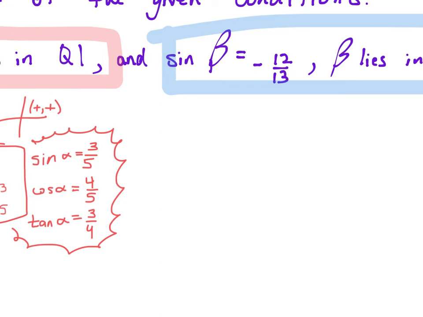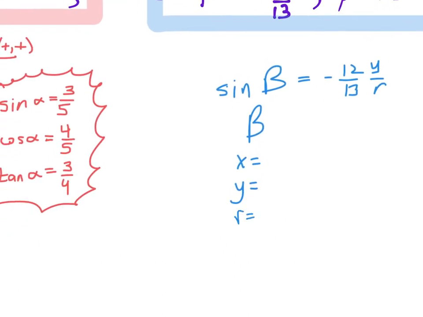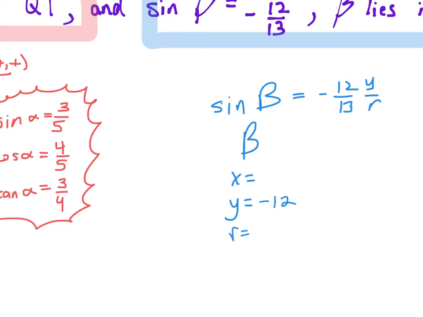Now I'm going to come over here and look at beta. So now we're going to look at what they gave us here for beta. They told me sine of beta is negative 12 over 13. Remember, sine is y over r. So I know that in triangle beta, I have an x, a y, and an r. I know that the negative goes with the 12 because r is always positive. So y is negative 12 and r is 13.